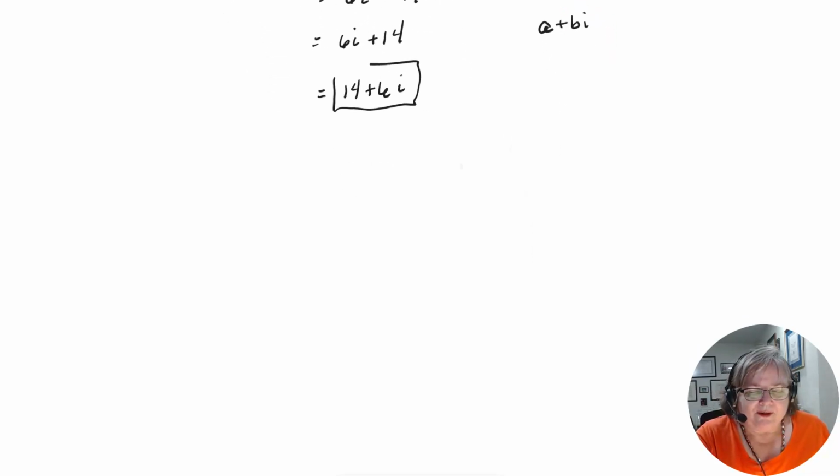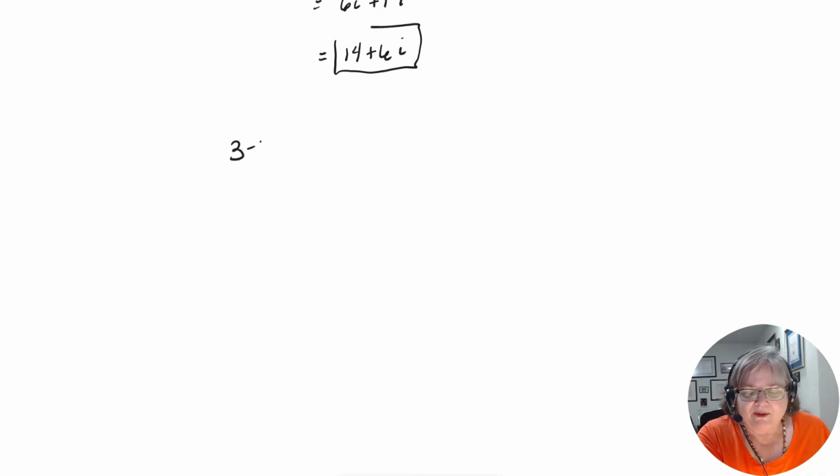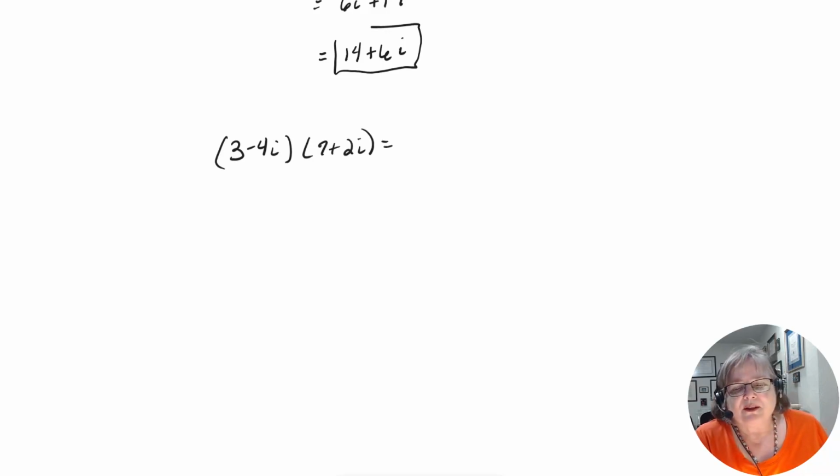Let's keep going. So what if you have (3 minus 4i) times (7 plus 2i)? You might multiply this out using the distributive property or the FOIL method. And so you would say 3 times 7 is 21. Then 3 times 2i is 6i. Minus 4i times 7 is minus 28i. And you'd have minus 8i squared. So 21. 6i's minus 28i's is minus 22i's.